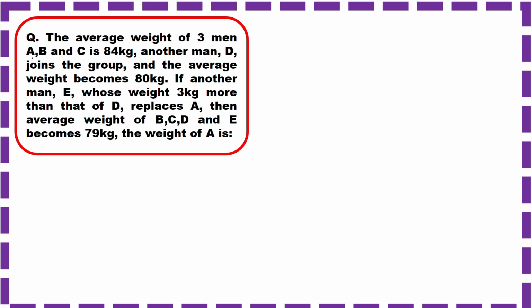Here initially we are given that the average weight of A, B, C is 84 kilos. Then what is the total weight? 84 into 3, because there are 3 men. That's why we are multiplying the average, which is 84, with 3. So the total weight of A, B and C is 252.